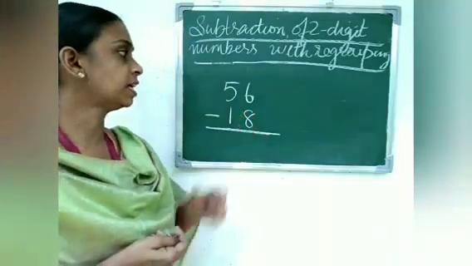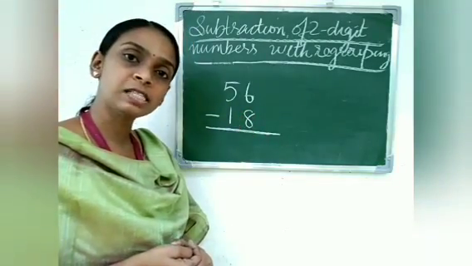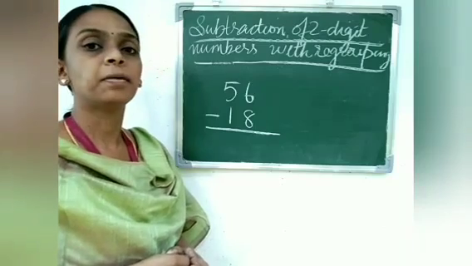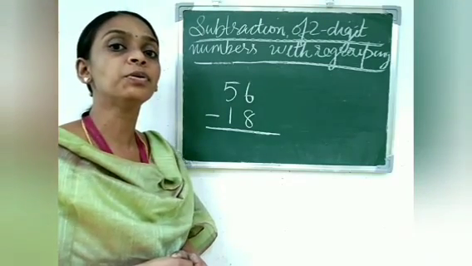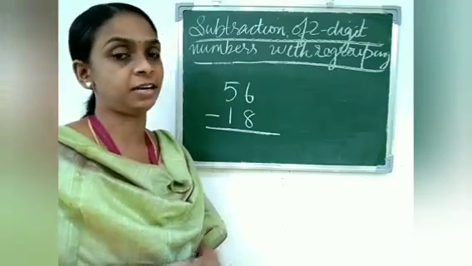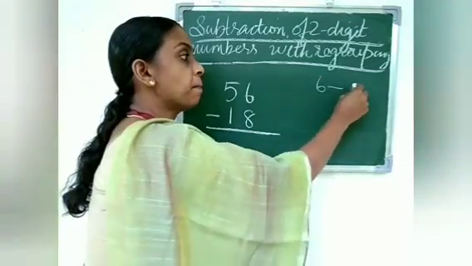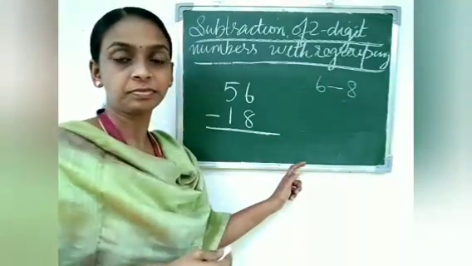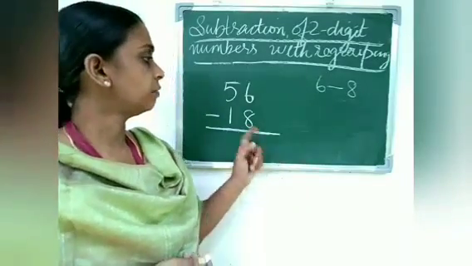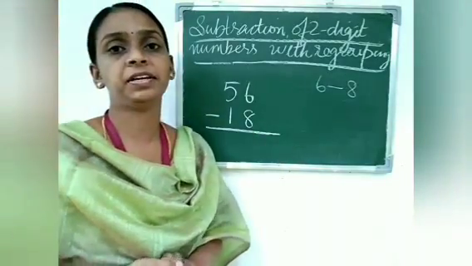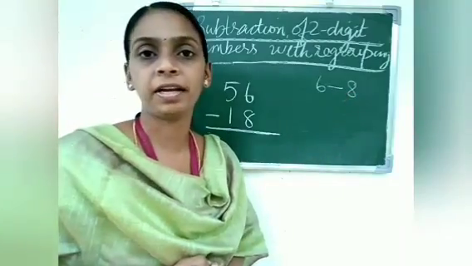So which are the numbers in the ones place? Here the numbers in the ones place are 6 and 8. So we have to do 6 minus 8. Which is the biggest number here? 8 is the biggest number here.